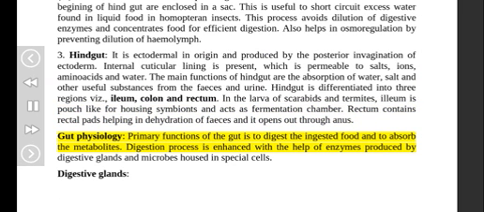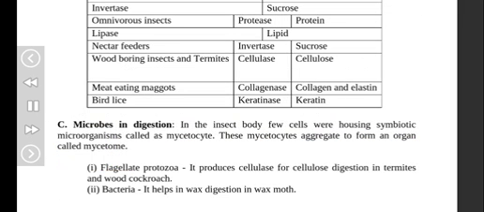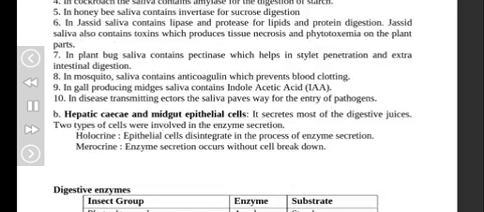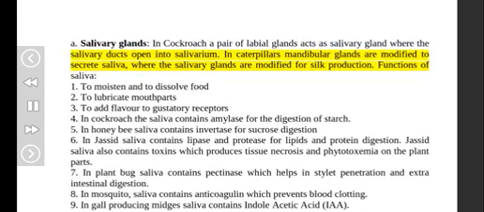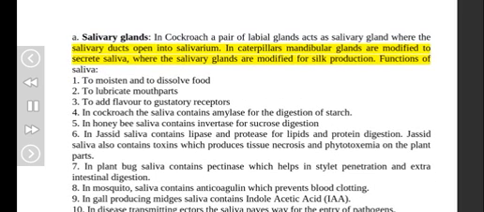Gut physiology. The primary function of the gut is to digest the ingested food and to absorb the metabolites. The digestion process is enhanced with the help of enzymes produced by digestive glands and microbes housed in special cells. Digestive glands. A. Salivary glands. In cockroach, a pair of labial glands acts as salivary glands, where the salivary ducts open into the salivarium. In caterpillars, mandibular glands are modified to secrete saliva, while the labial glands are modified for silk production.